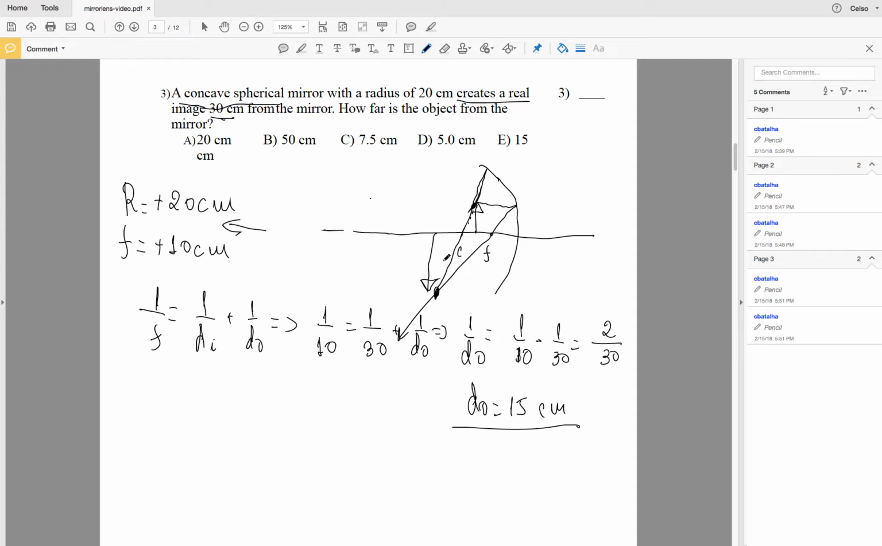Okay. Can you choose another one? Yes. So if we shoot a light ray that goes to the vertex, it should reflect with the same angle and should go there. There is a fourth one. If you shoot to the focal point, it should run what? Parallel.